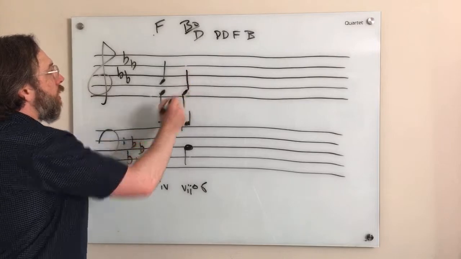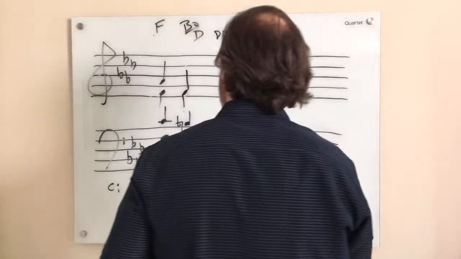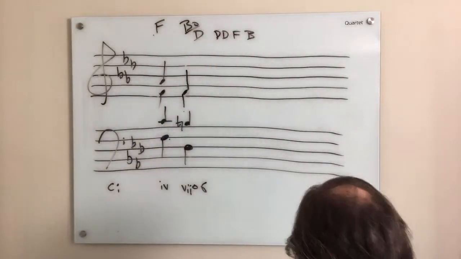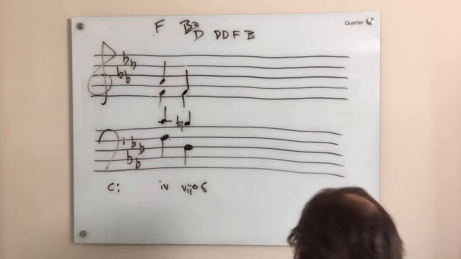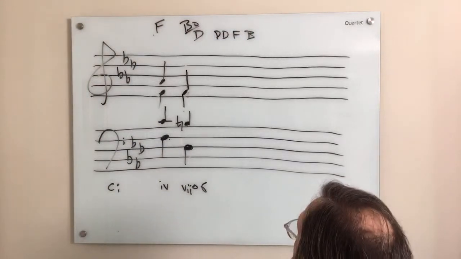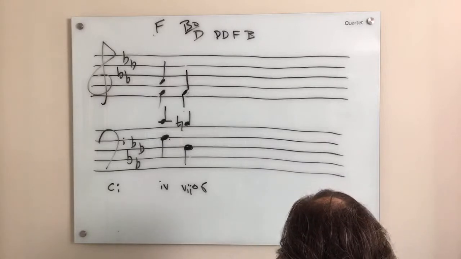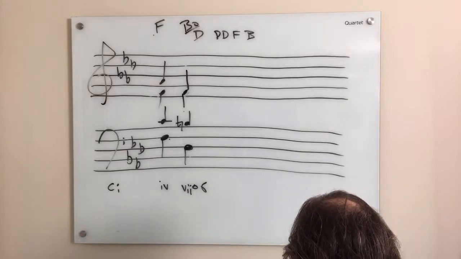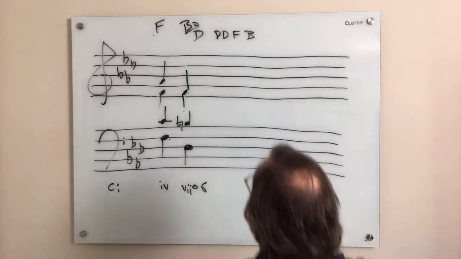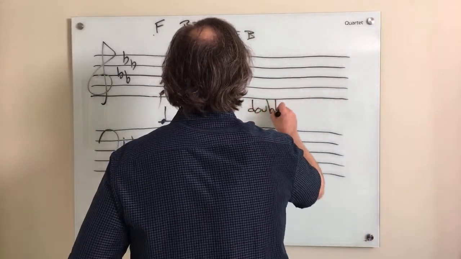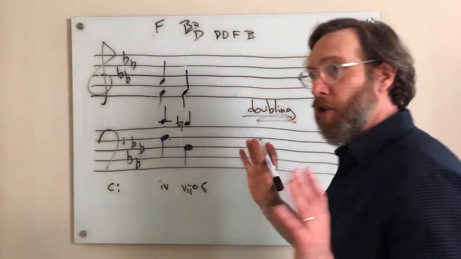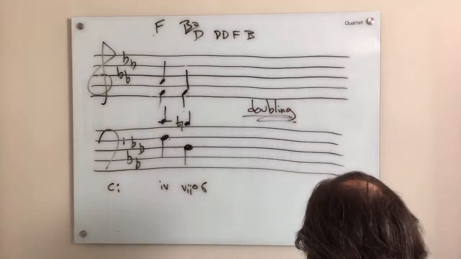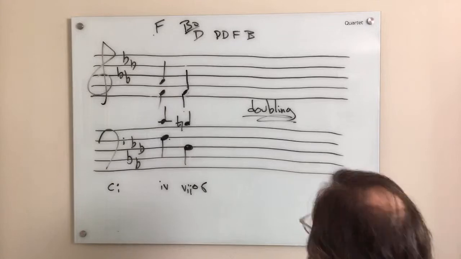So what you might do is you might do that. So you might go from, to. So you might double the F instead of doubling the D. You resolve like this. Right? So doubling is usually the first rule that gets broken. And so what you say is, listen, I'm doing it for voice leading purposes. And it's the power of the voice leading that makes it work.